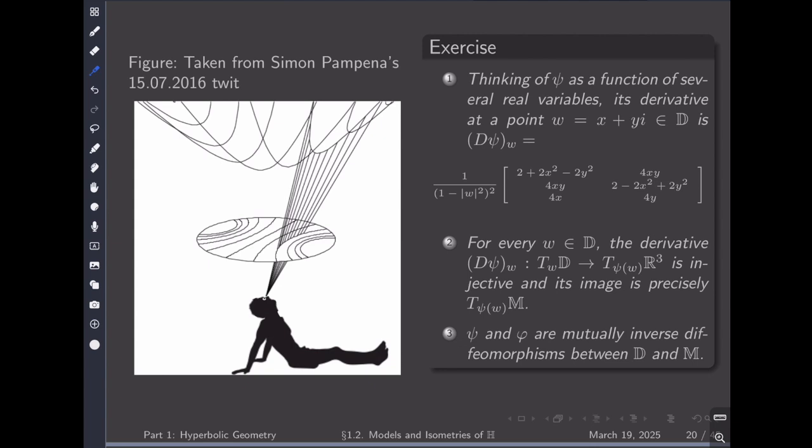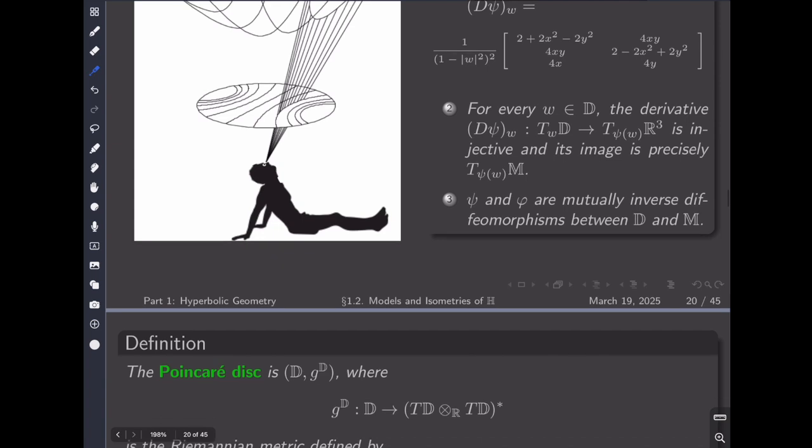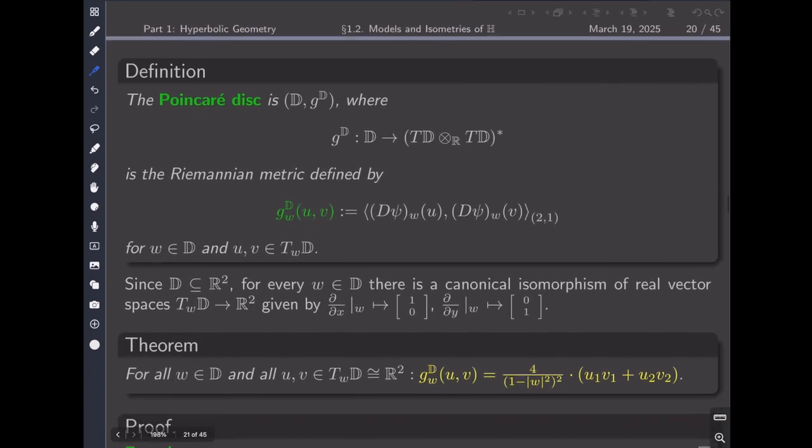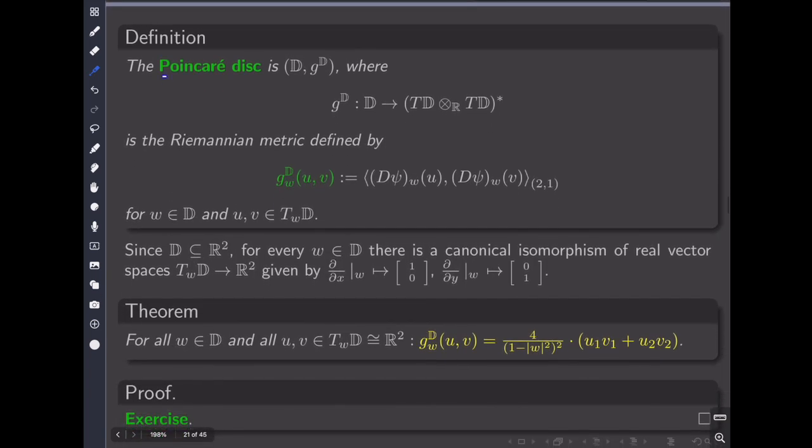Okay, so now this is a diffeomorphism. This is the derivative. These are mutually inverse diffeomorphisms, and this allows me to pull back the inner product, the Riemannian metric. So now really the Poincaré disk is not just the unit disk, but the disk with the Riemannian metric that I obtained by pulling it back from the hyperboloid. How do I pull it back?